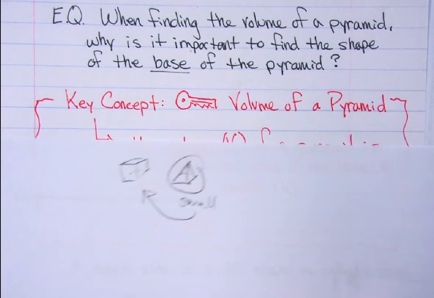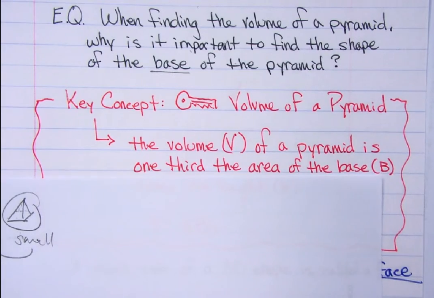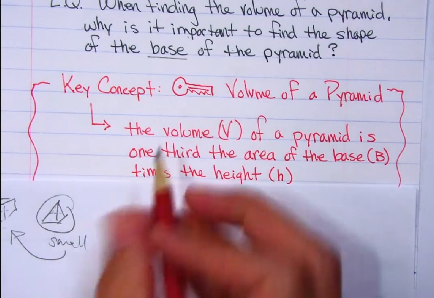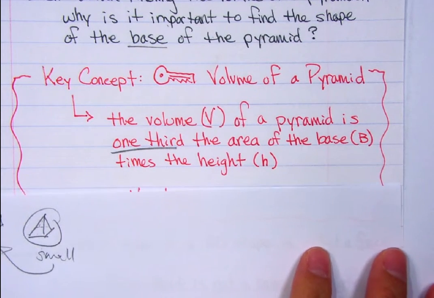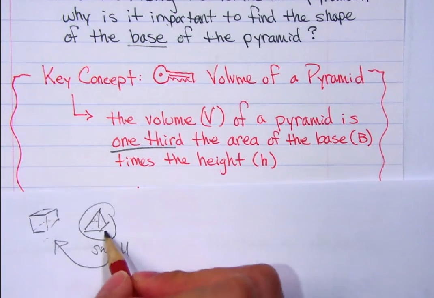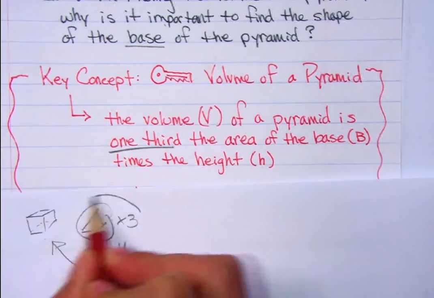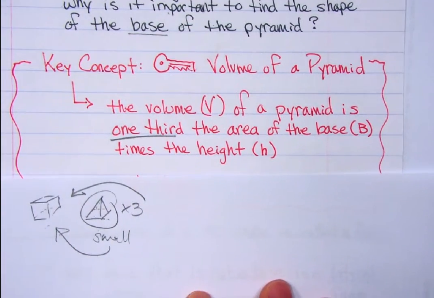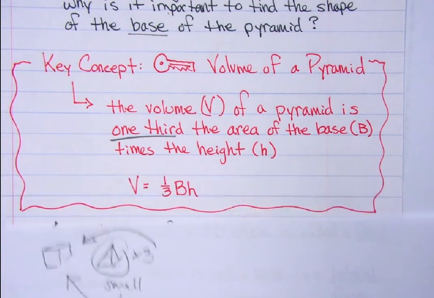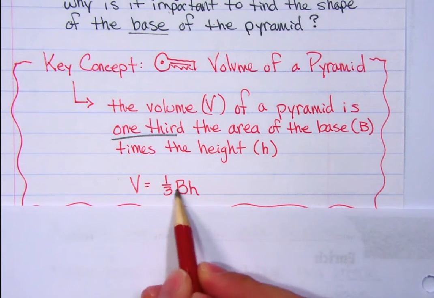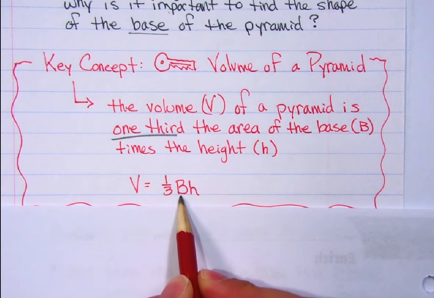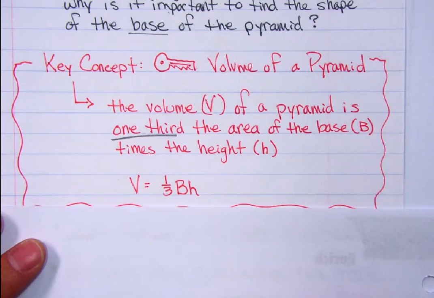And so that brings us to the volume of a pyramid. The volume of a pyramid is 1/3 the area of the base times the height. There's 3 of these that will fit into a cube with the same base measurement, and this is the formula for that. Volume is equal to 1/3 big B times h. Remember, the big B indicates that it is made up of the area of the base, and you multiply it by the height.